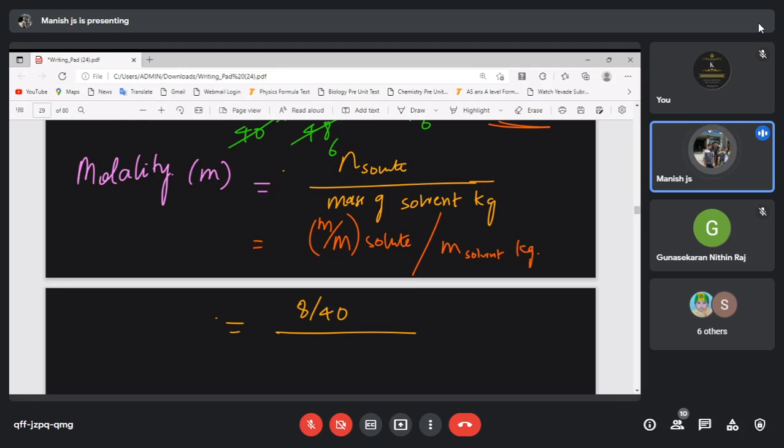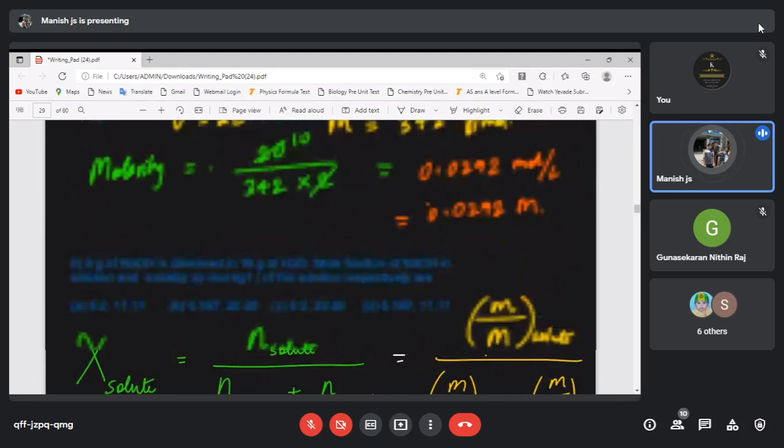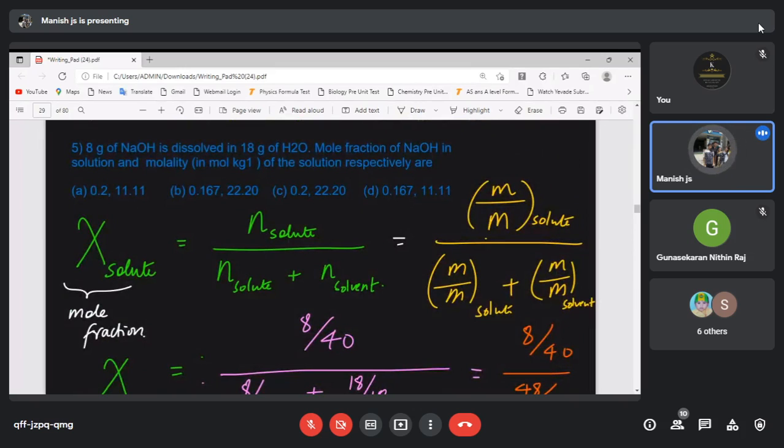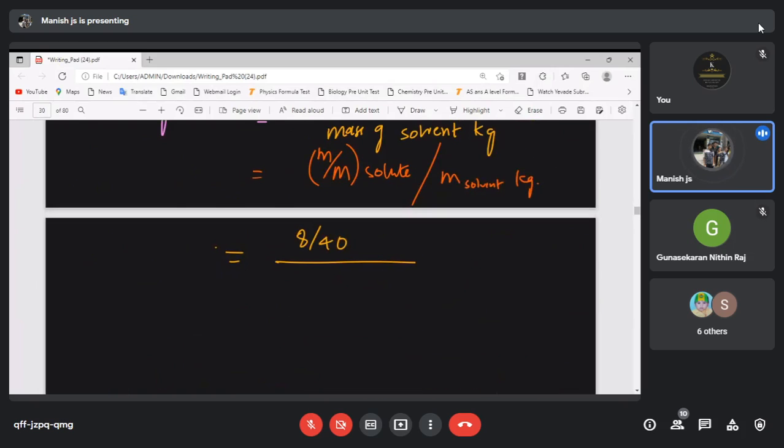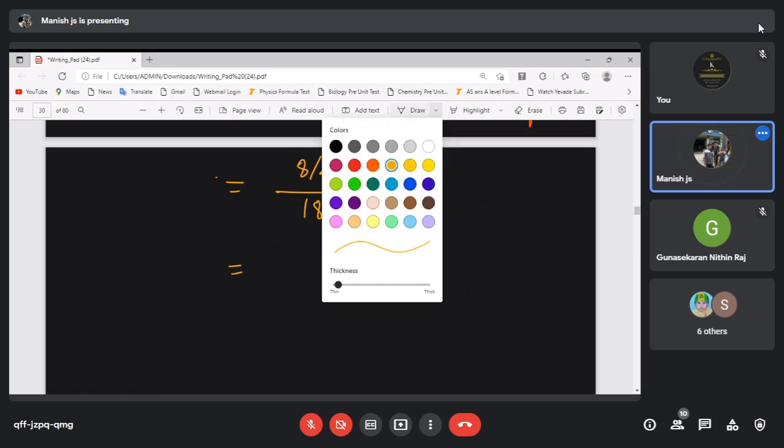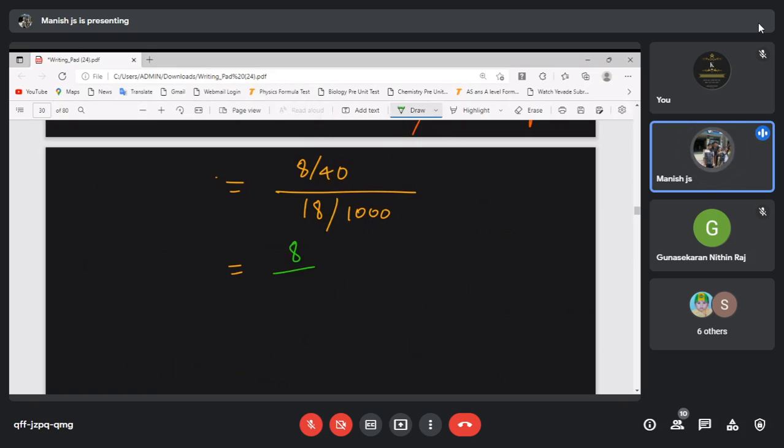In the question, the mass is not given in kilograms. They have given it in grams. The mass of water is 18 grams. So to convert 18 grams to kilograms, do we multiply by 1000 or divide by 1000? You will divide by 1000. So this is divided by 1000. Take the reciprocal and simplify. So you get 1000 by 18 solely.